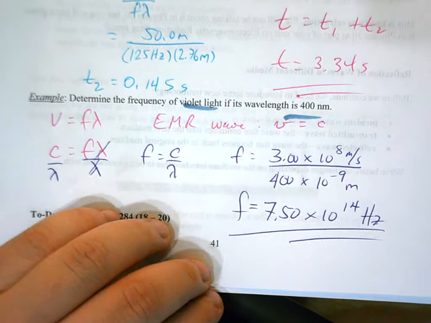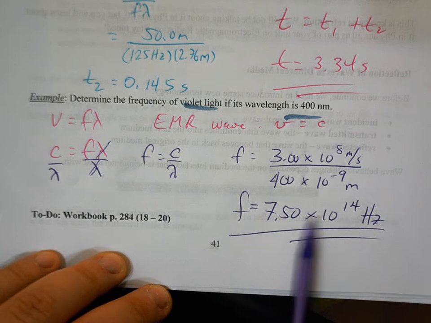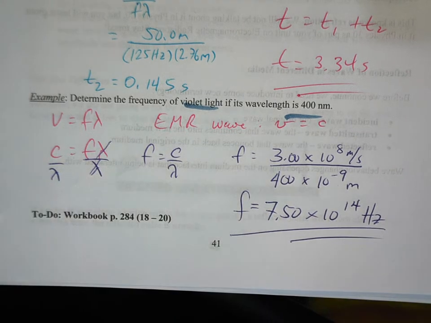Now, when we talked about frequency, we said that's how many complete cycles of the wave approach every second. So what this is saying is that for us to interpret violet light, we need something that's traveling at the speed of light, and we need about 7.50 times 10 to the 14 complete cycles of that wave to hit our eye every single second. That's what we mean by frequency.